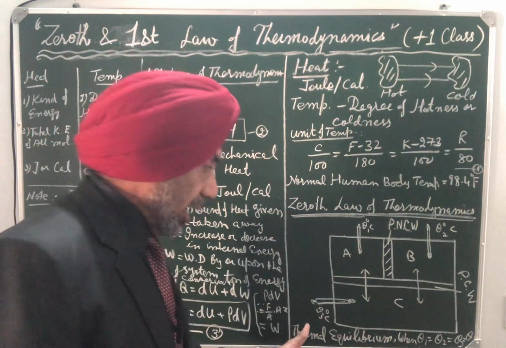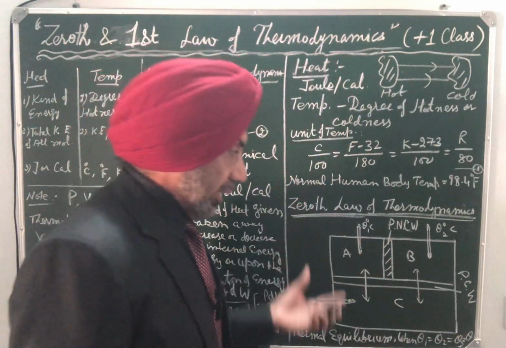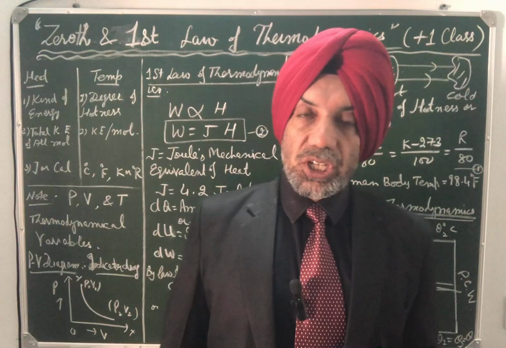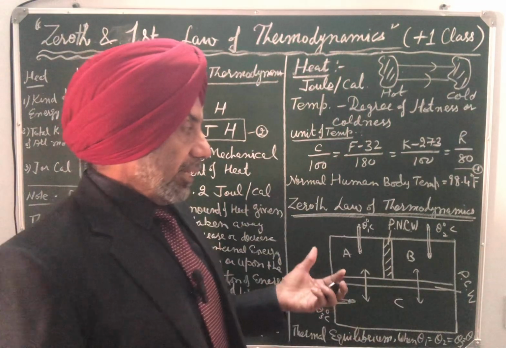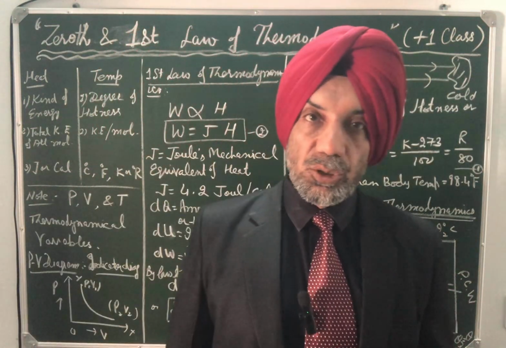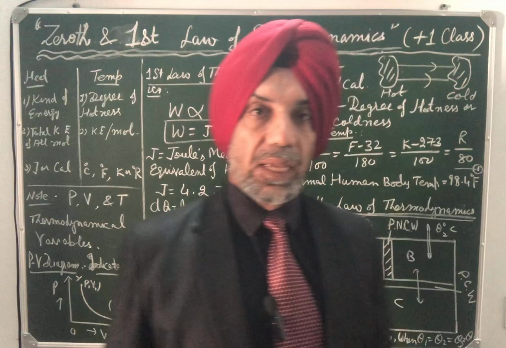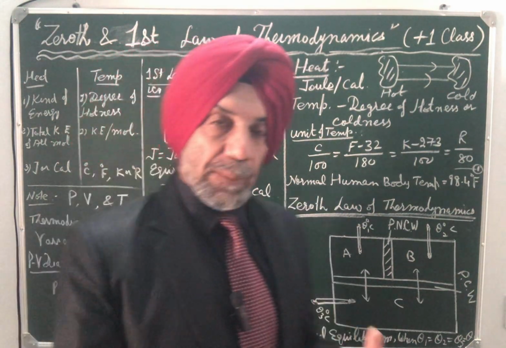So the zeroth law of thermodynamics states that when any two systems A and B are in thermal equilibrium with a third system C, then they themselves are also in thermal equilibrium. So this means the zeroth law of thermodynamics gives the concept of temperature.